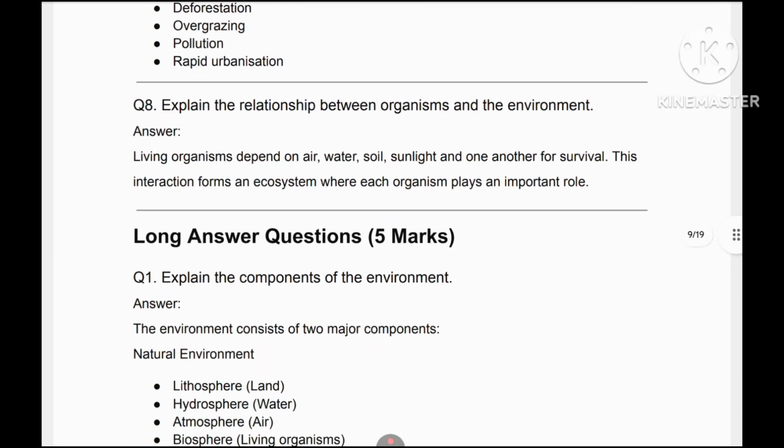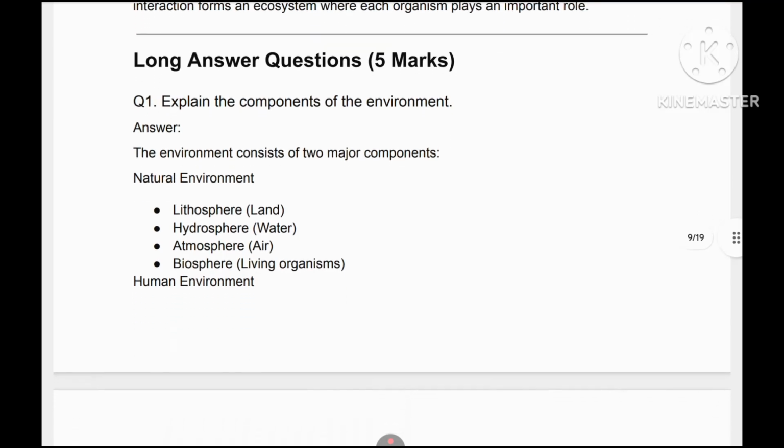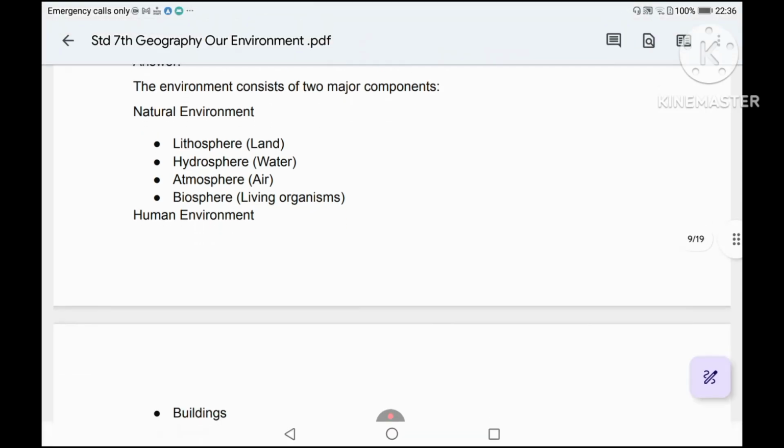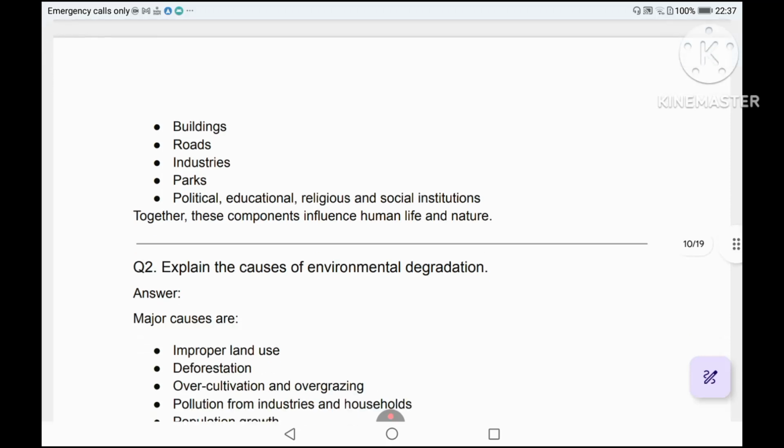Explain the relationship between organism and the environment. Living organisms depend on air, water, soil, sunlight and one another for survival. This interaction forms an ecosystem where each organism plays an important role. Now long answer questions. Explain the components of the environment. The environment consists of 2 major components: natural environment, that is lithosphere, hydrosphere, atmosphere and biosphere, and next is human environment, that is buildings, roads, industries, parks, political, educational, religious and social institutions. Together these components influence human life and nature.